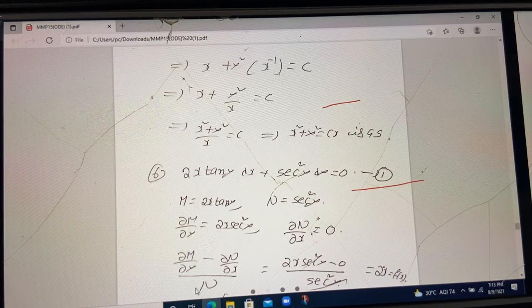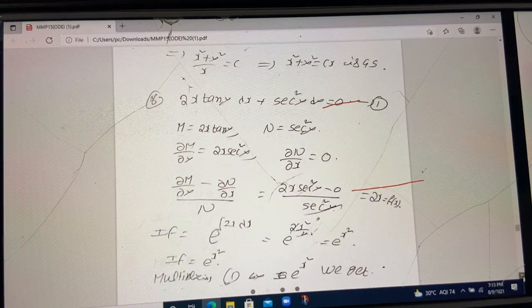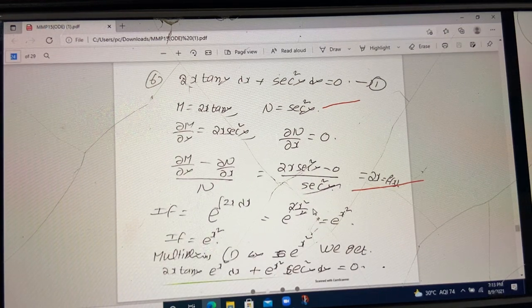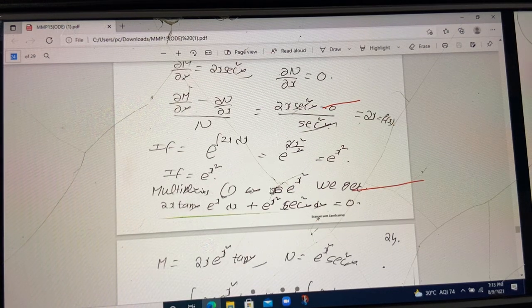So here N, (∂M/∂y − ∂N/∂x)/N. Then sec² y cancels, giving 2x dx. Then e to the power of integral 2x dx, that is x²/2 times 2, that is x². This is the required integrating factor. So what we have to do is multiply it by the integrating factor. If we are asked to find the integrating factor, stop here.